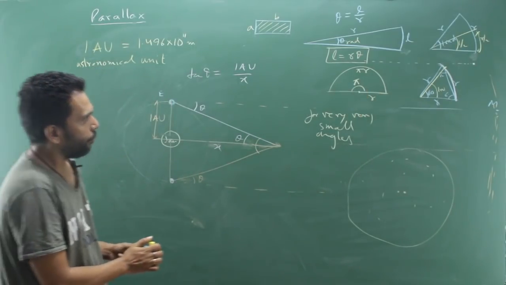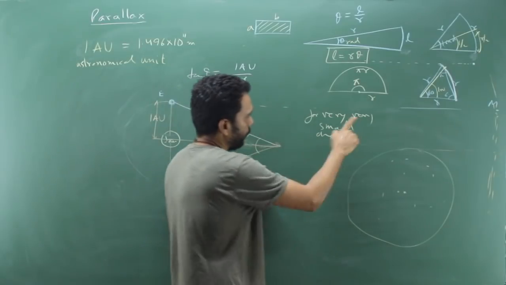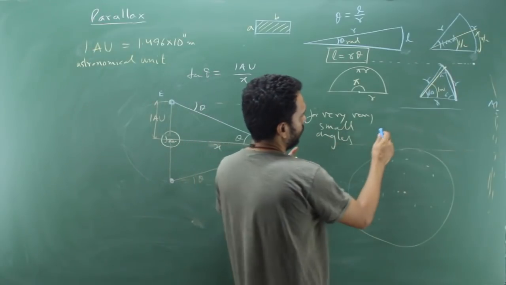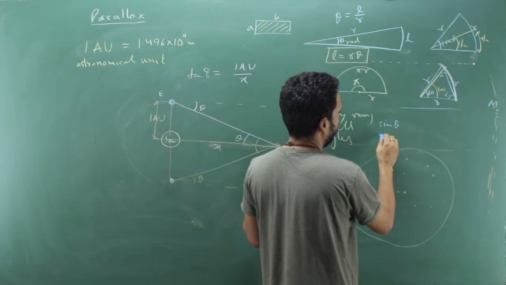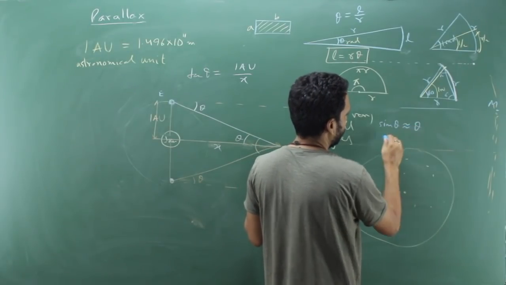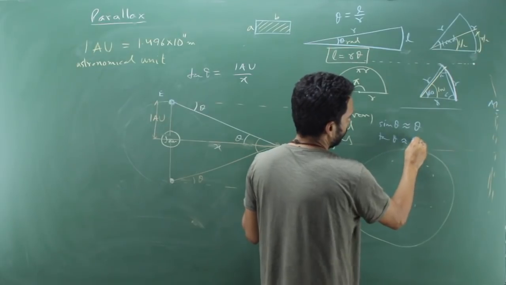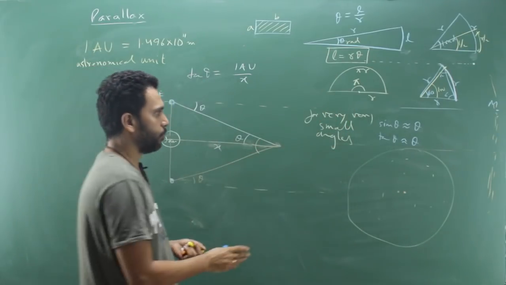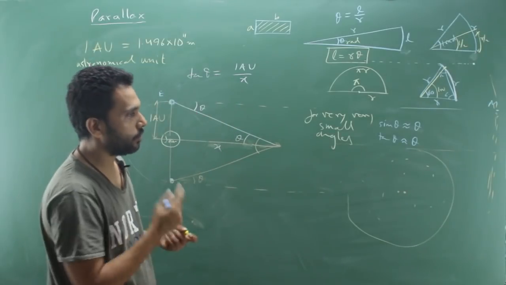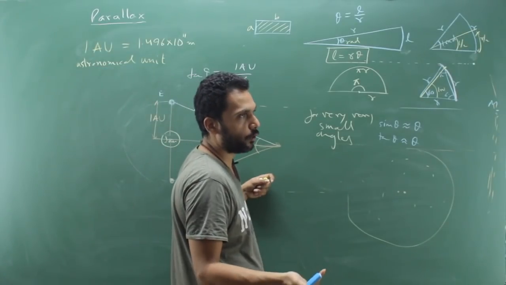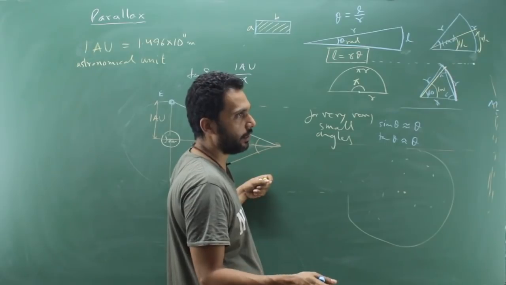Now for very small angles, sine theta or tan theta is almost equal to theta. That is what we consider for very small angles. And if you use your calculators, you can punch in some angles in radians, say between 1 and 4 degrees, and you'll see that the answer is right.